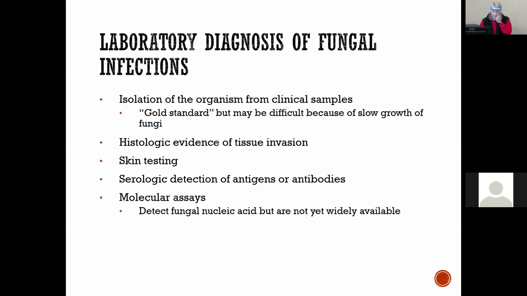So how do we diagnose? Isolation of the organisms from the clinical sample. I think we've already talked about that. It is the gold standard, but it's very slow growing, okay? We're going to see some of our fungi that are just going to be like, boom, there they are. Look how good they're growing, because we're going to supply some extra stuff for the growth that's going to help them grow a little faster.